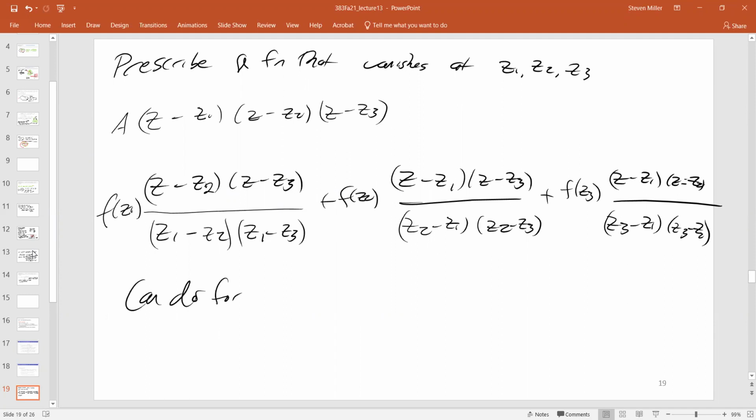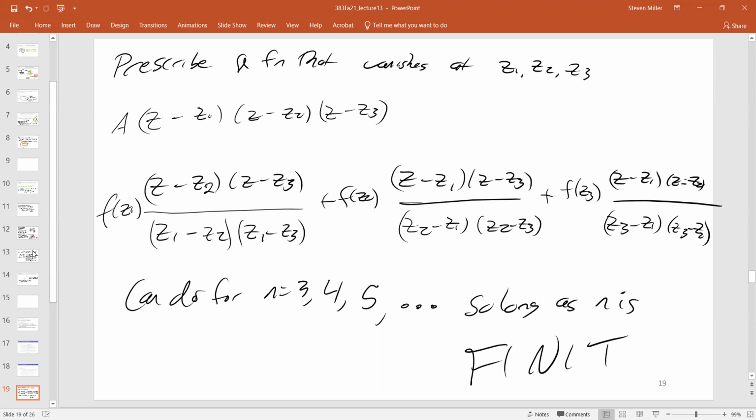I can do it for n equals 3. Who thinks I can do 4? 5? Dot, dot, dot. So long as n is what? Finite. And that's what we'll talk about next time: what do we do if it's no longer finite?